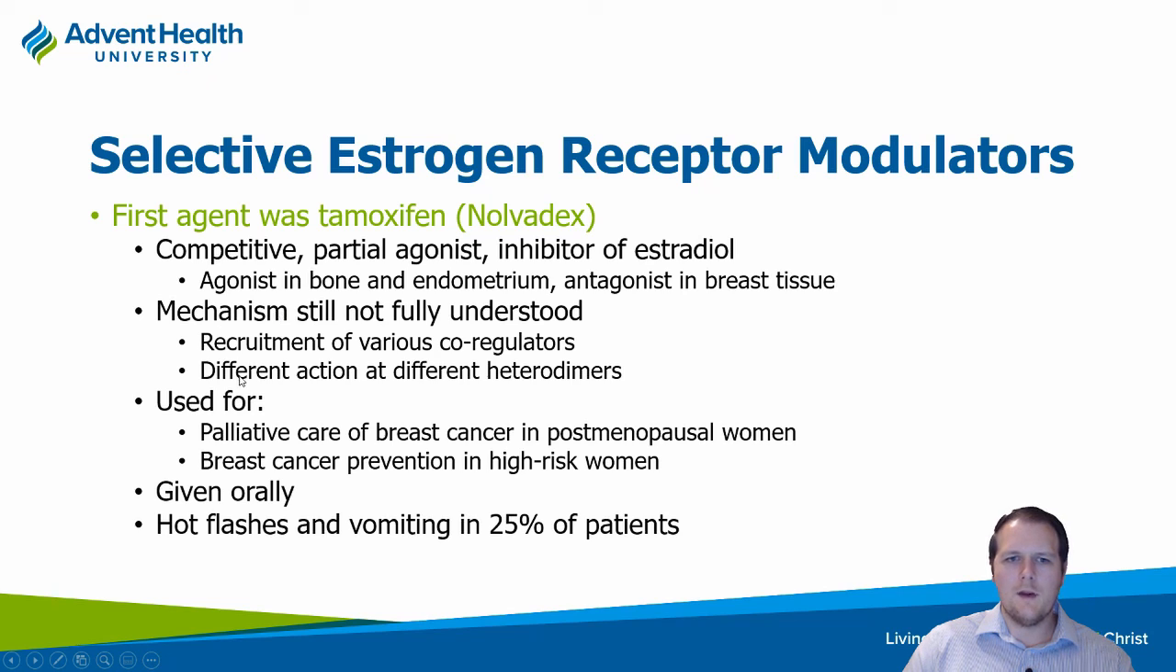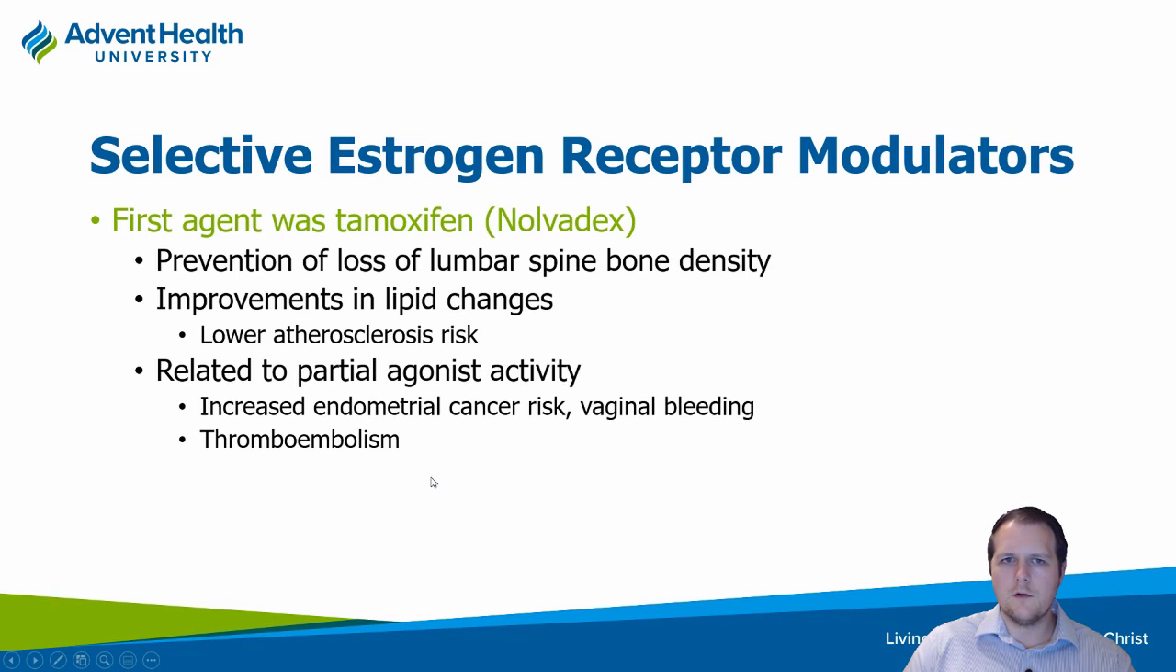This one's not great from a side effect profile because overall you're going to see decreased estrogen activity because of its antagonistic effects, which means you can induce menopausal symptoms like hot flashes and vomiting. So this one's not super well liked because of the risk of side effects, but it's going to have nice effects on the bone, right? So it helps to prevent loss of lumbar spine bone density, right?